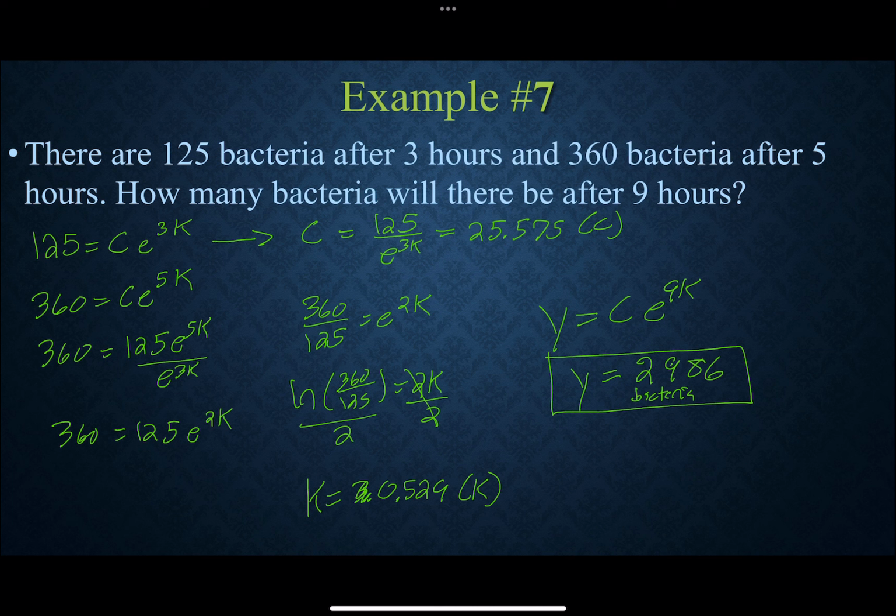All right, so that's our exponential growth and decay word problems. Again, it's all really going to come down to your ability to store variables. As long as you can do that correctly and accurately, you should be perfectly fine with this concept.